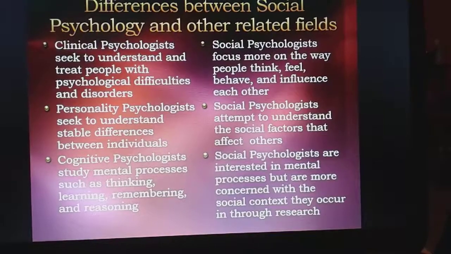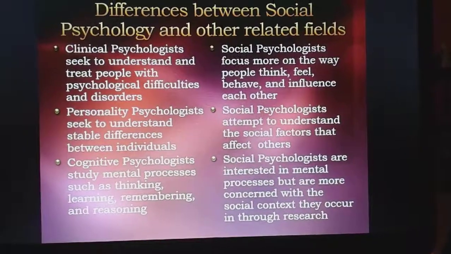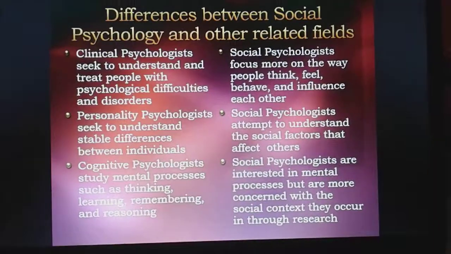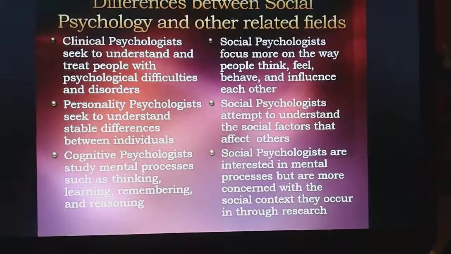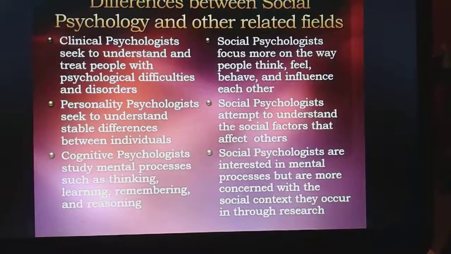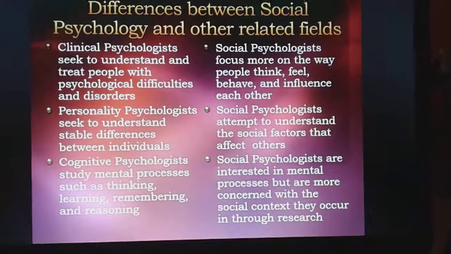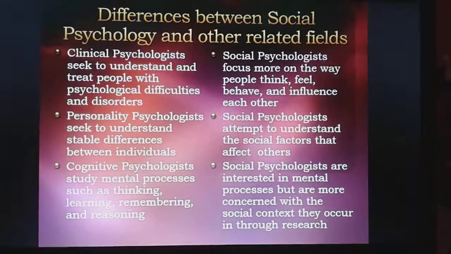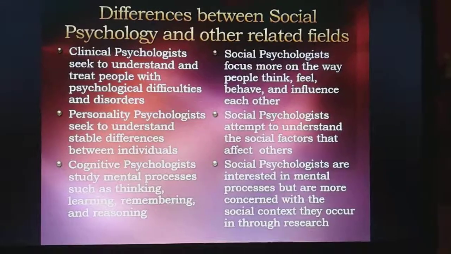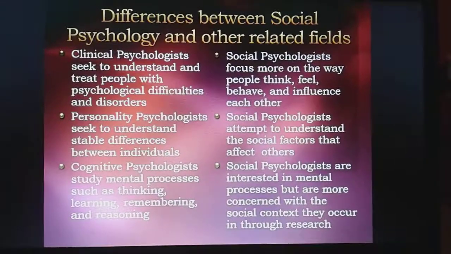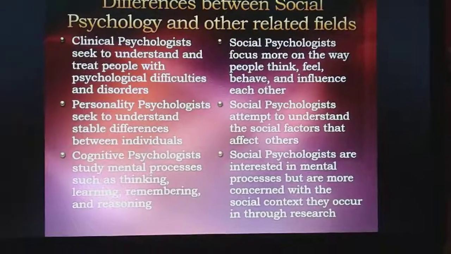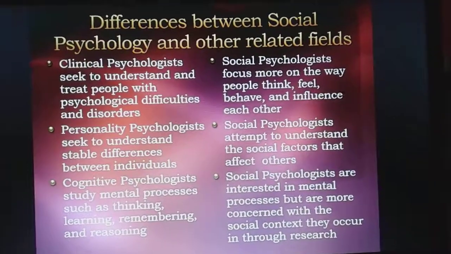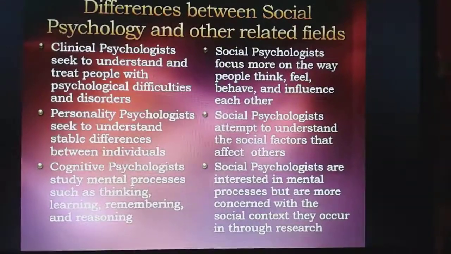The second one we have are personality psychologists. Personality psychologists seek to understand stable differences between individuals, whereas social psychologists attempt to understand the social factors that affect others. Thirdly, we have cognitive psychologists. Cognitive psychologists study mental processes such as thinking, learning, remembering, and reasoning. Social psychologists are also interested in these mental processes, but we're more concerned with the social context that they occur in.